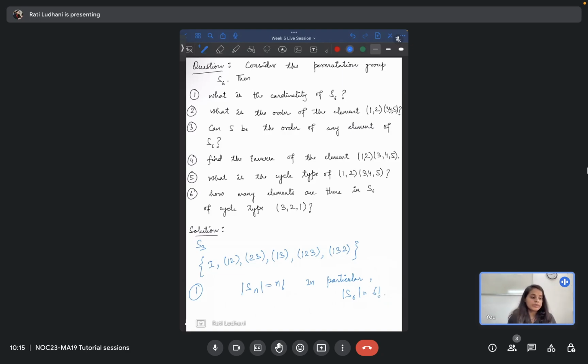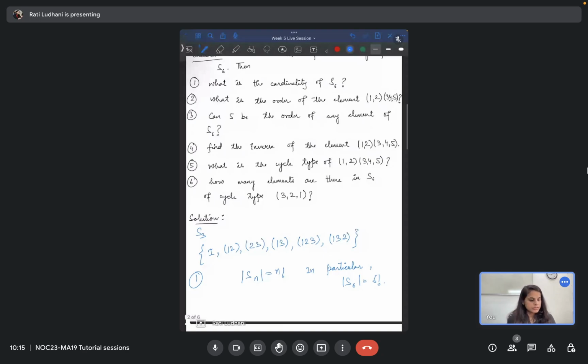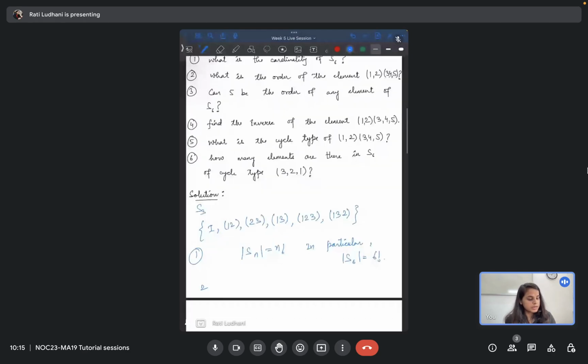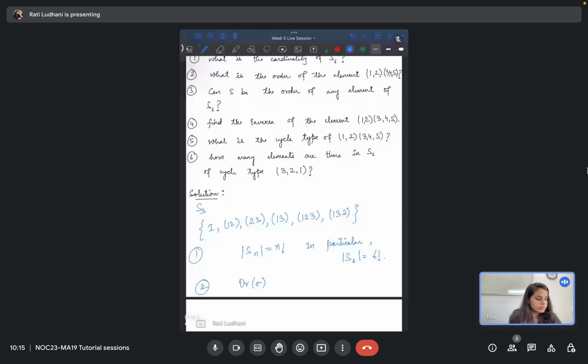What is the order of the element 1 2 3 4 5? So what is the order? The order of any element sigma, and why do we write it as sigma? Sigma is a bijective map. So the order of any element sigma will be the minimum k such that sigma raised to the power k is equal to the identity. The identity, either you write it this way, or maybe I'll write I.